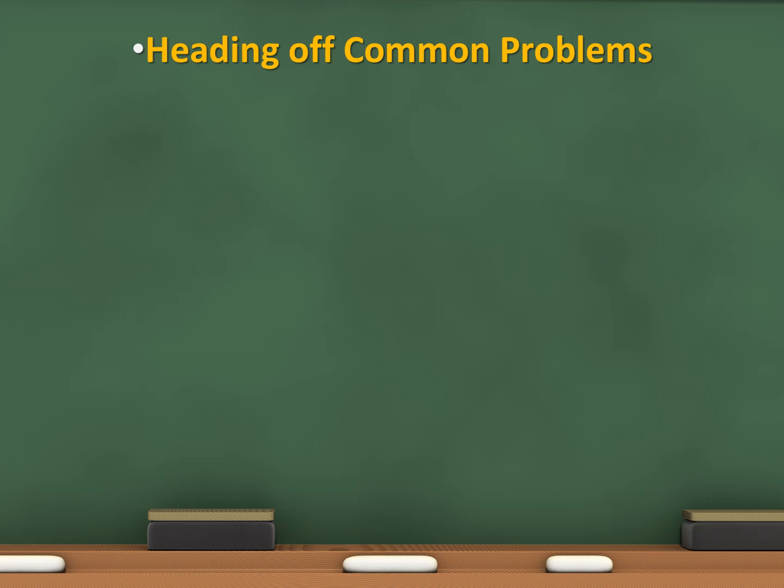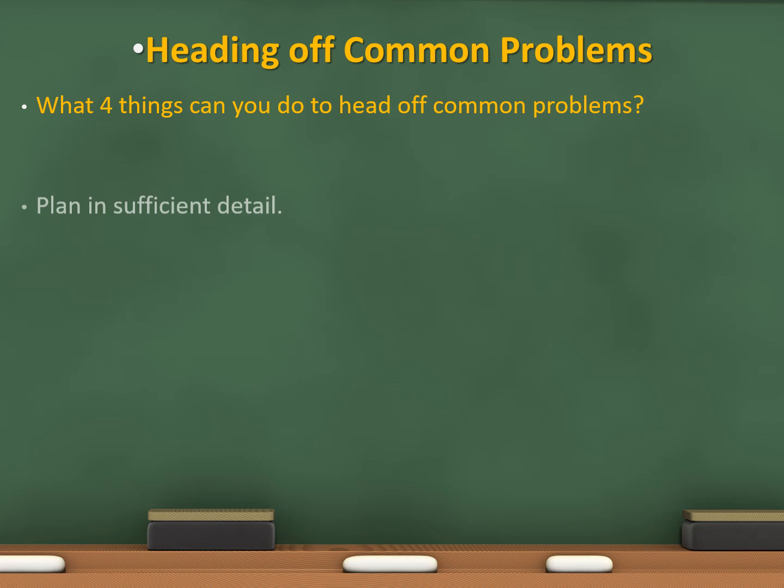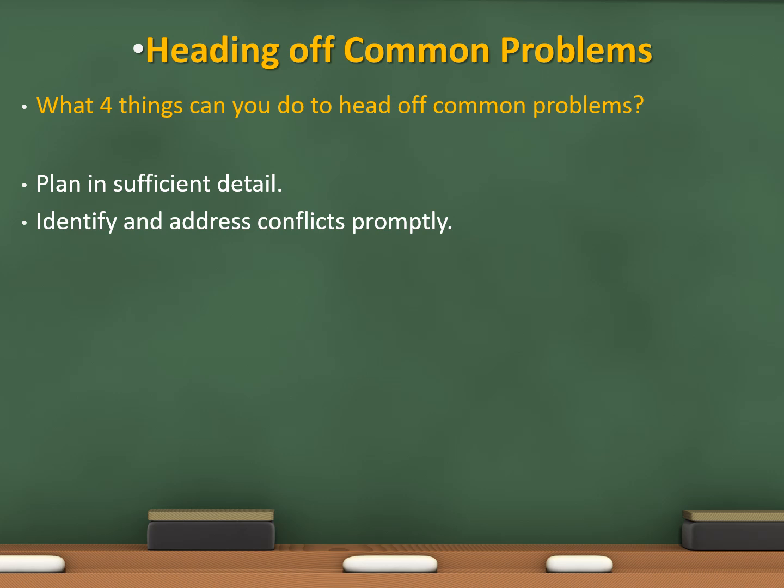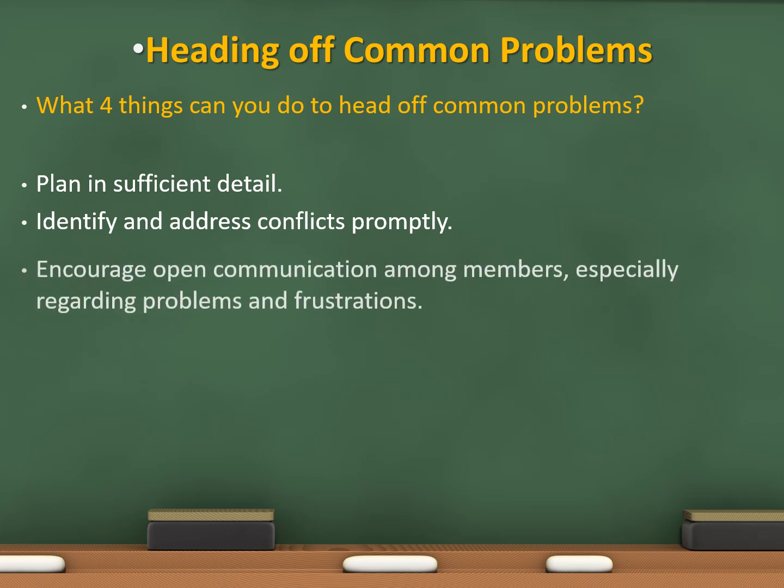Now, you want to look at heading off common problems. What 4 things can you do? Plan in sufficient detail. Plan ahead for the what-if problems. Identify and address conflicts promptly. Don't let them linger or go to the next meeting. Settle them right away so that hard feelings don't set in.